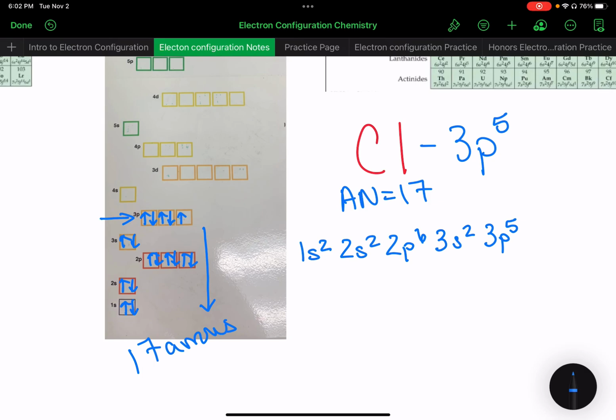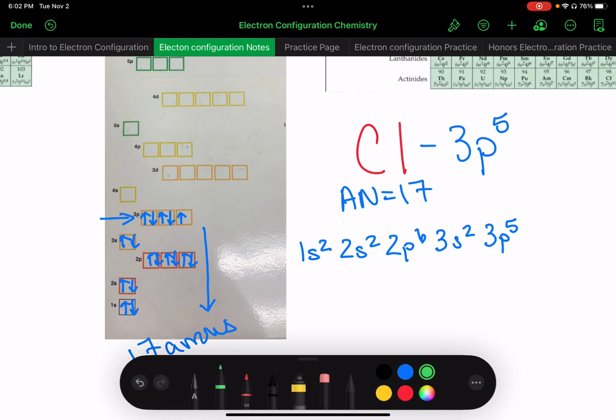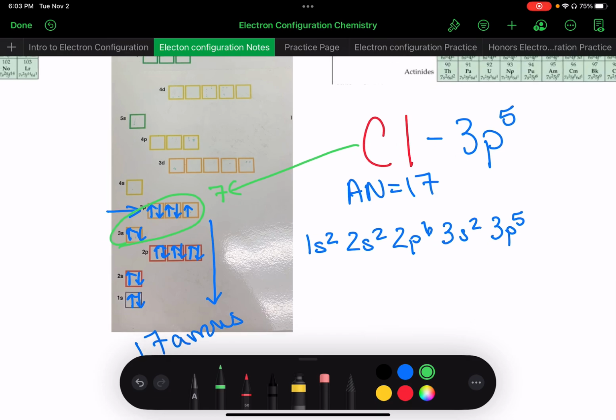I'm good. Okay. The last thing I want to note on here before I stop this video is we've also talked about group numbers for the elements, and if I look strictly at the 3p and the 3s, how many arrows is that? 1, 2, 3, 4, 5, 6, 7. And chlorine is in group 7. So again, there's just a lot of organization with this as far as how we can use it, and we'll keep practicing.